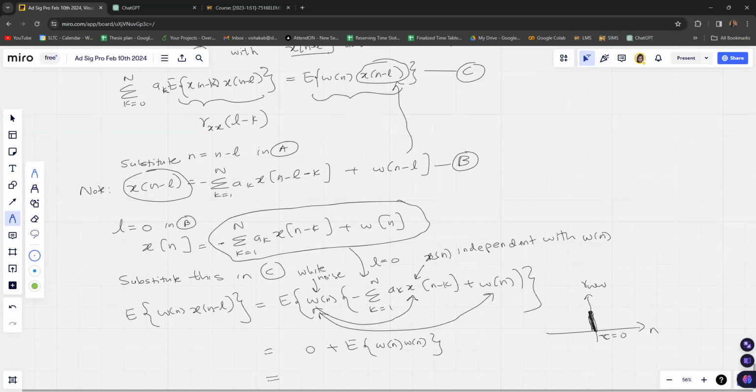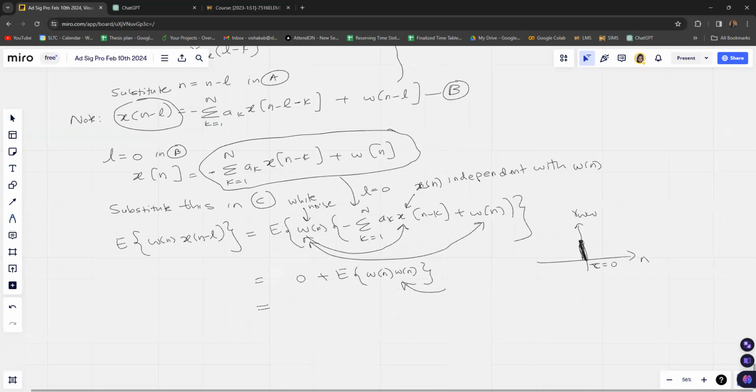So if we know the way that random noise can be modeled in a mathematical manner, it will have a certain variance, and it is given by sigma squared W. So this expression gives the variance of the noise, and it is equal to sigma squared W when L is equal to 0.